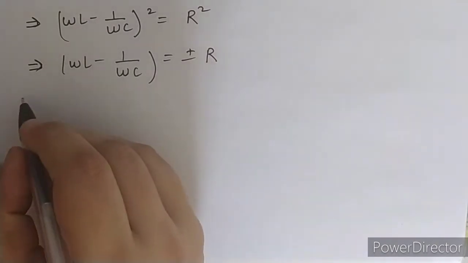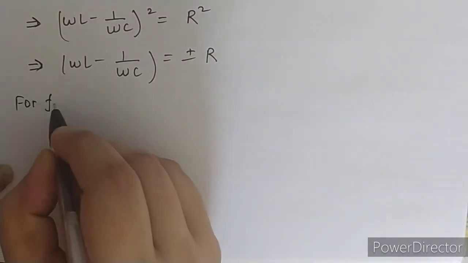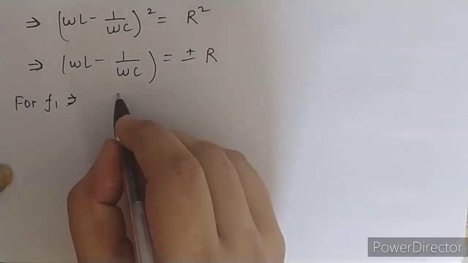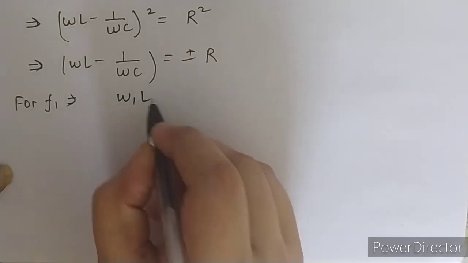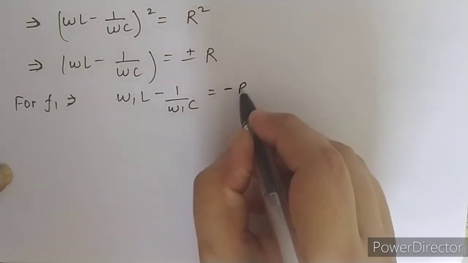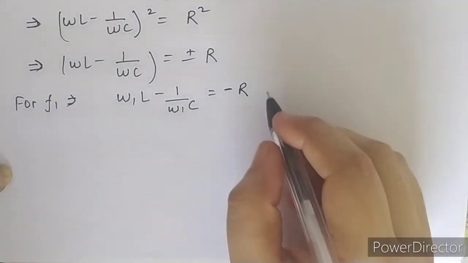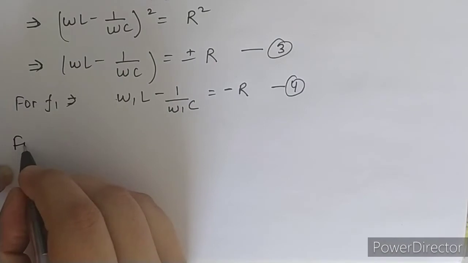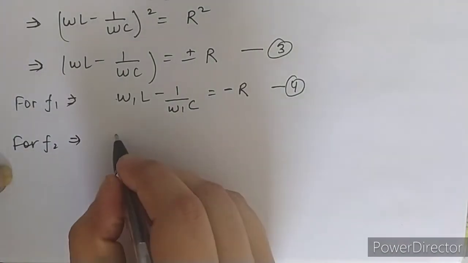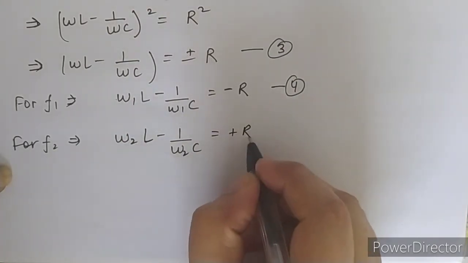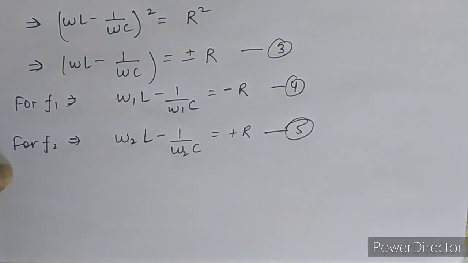So for f1, omega 1 L minus 1 upon omega 1 C is equal to minus R. Suppose this will be equation number 4. And for f2, omega 2 L minus 1 upon omega 2 C is equal to plus R. This is equation number 5. Okay, we have just got the two equations.